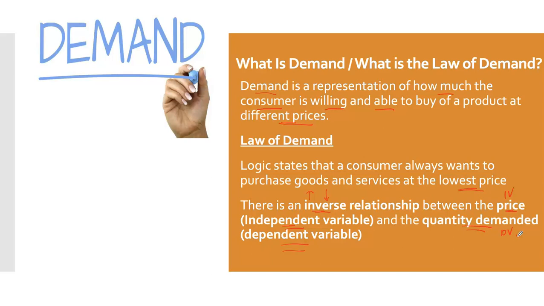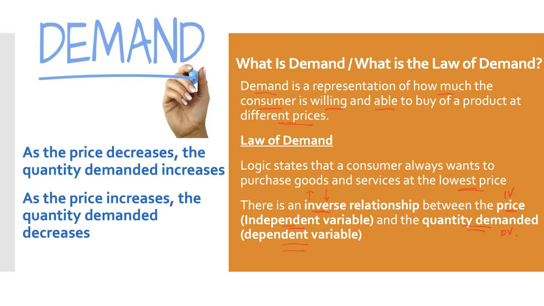It's an inverse relationship because as price decreases, the quantity demanded increases. So as one decreases, the other increases. As price increases, the quantity demanded decreases. This all comes down to our logical law of demand. Consumers want to purchase goods at their lowest price. So if price goes down, they will demand more. And as price goes up, they will demand less.